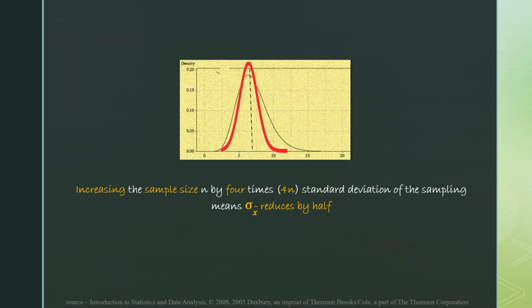Increasing the sample size n by 4 times, that is 4n, the standard deviation of the sampling means sigma of x bar reduces by half. Sigma of x bar in this case equals sigma divided by square root of 4 multiplied by n, which equals sigma divided by the product of square root of 4 and square root of n, which in turn equals half of sigma divided by square root of n.